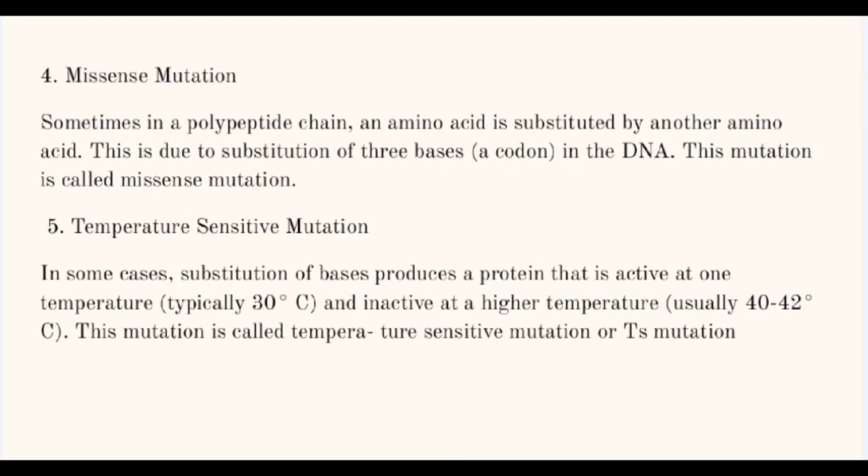Fourth, missense mutation. Sometimes in a polypeptide chain, an amino acid is substituted by another amino acid. This is due to substitution of three bases or codon in the DNA. This mutation is called missense mutation. Fifth, temperature sensitive mutation. In some cases, substitution of a base produces a protein that is active at one temperature and inactive at a higher temperature, usually 40 to 42 degrees Celsius. This mutation is called temperature sensitive mutation or TS mutation.